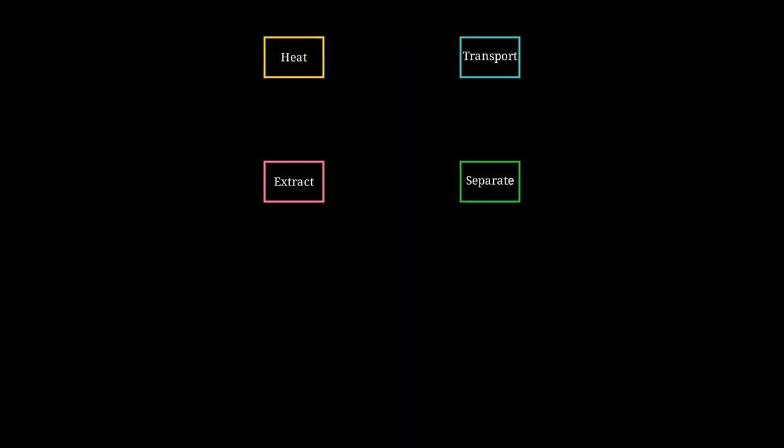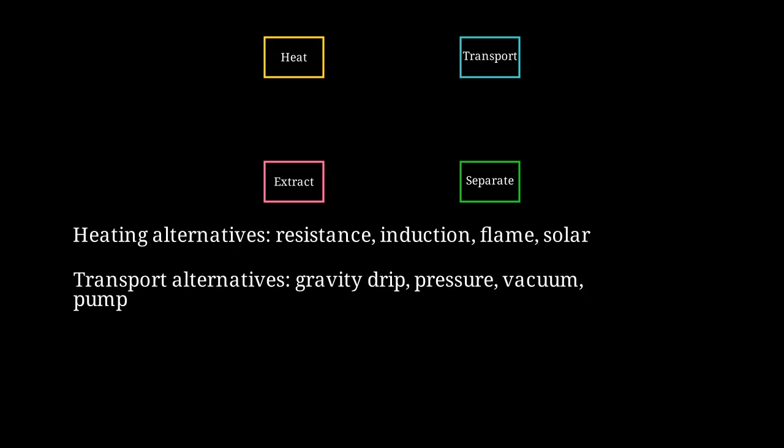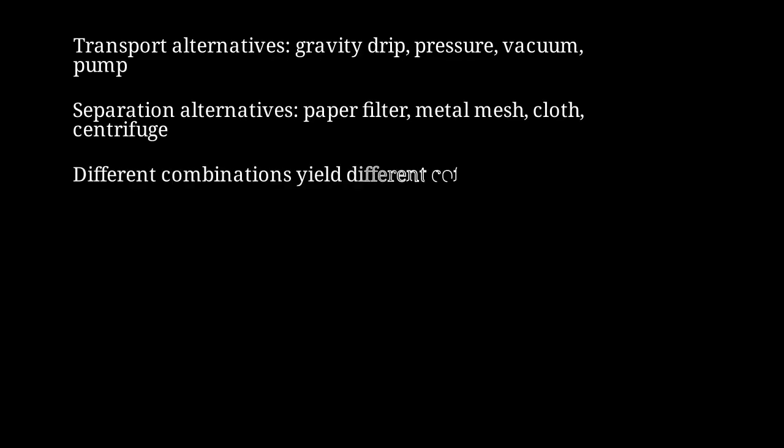These 4 core functions can each be implemented using different physical mechanisms. Heating could use electrical resistance, induction, direct flame, or even solar concentration. Transport could rely on gravity drip, pressure from boiling, vacuum suction, or a mechanical pump. Separation might use paper filters, metal mesh screens, cloth, or even centrifugal force. Different combinations of these mechanisms yield drip coffee makers, espresso machines, French press, percolators, and more.